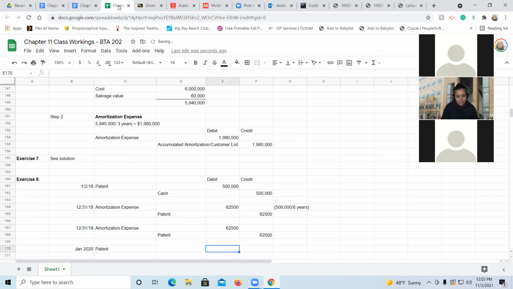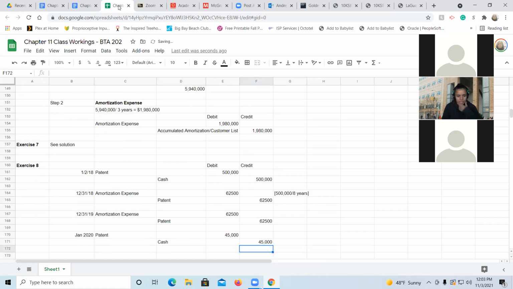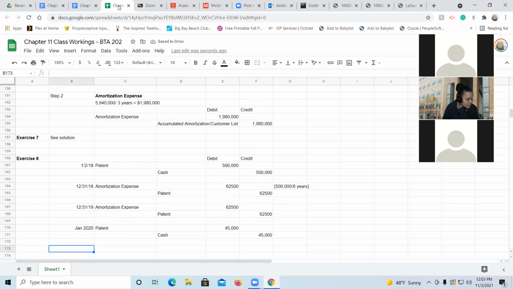We debit the patent. This is where it's a little bit different. It's not going to be legal expense or something. You can actually capitalize the legal expense to the patent. We assume that it's paid for in cash. Now, this question is from the textbook, and what I'm thinking is a little bit weird is that they didn't do an amortization expense for 2020. If we had to do that for 2020, it would still be amortization expense and patent, right?